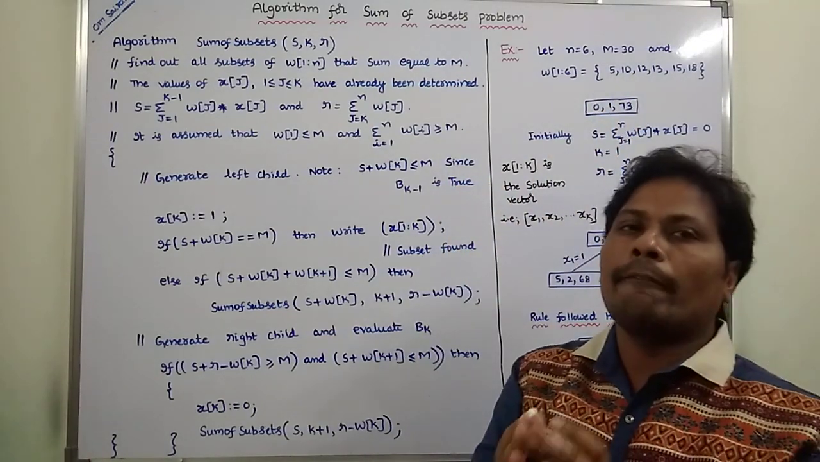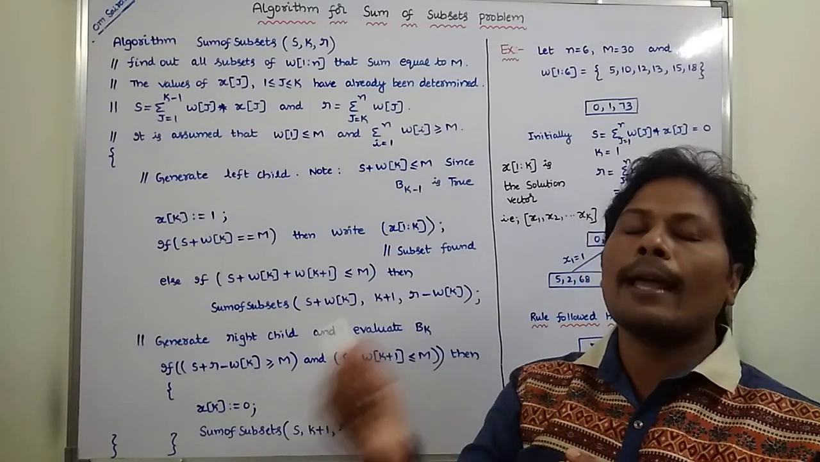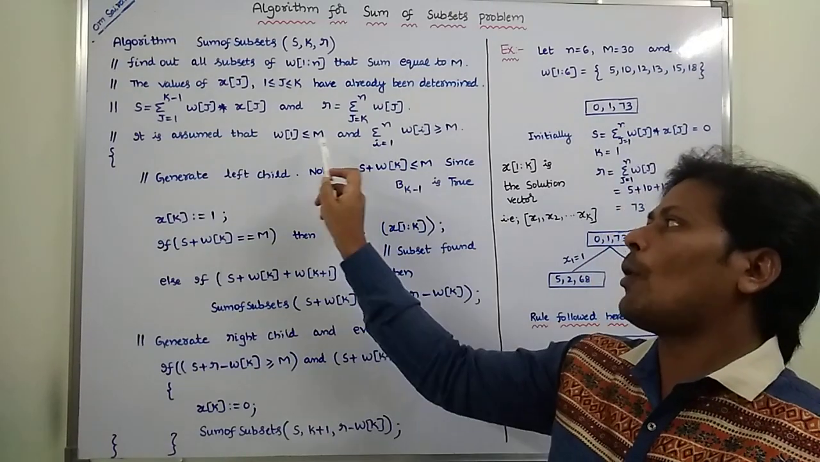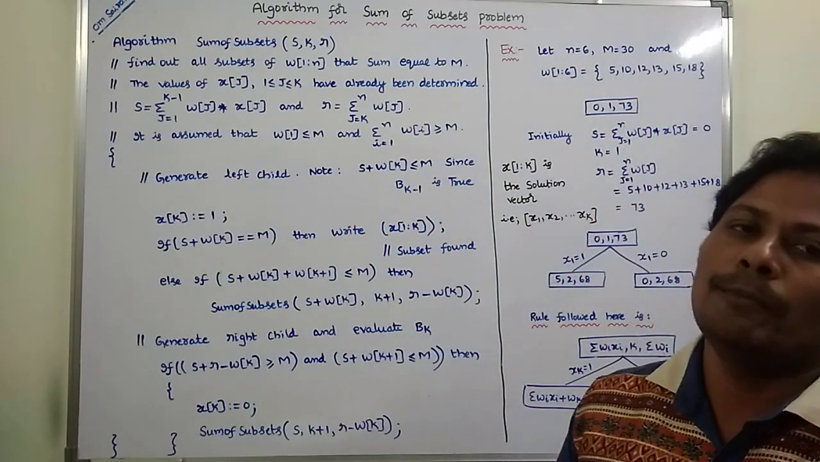Whatever the weights in the weight vector, the sum of those weights is always greater than or equal to capital M, and the weight of the first object is always less than or equal to capital M.